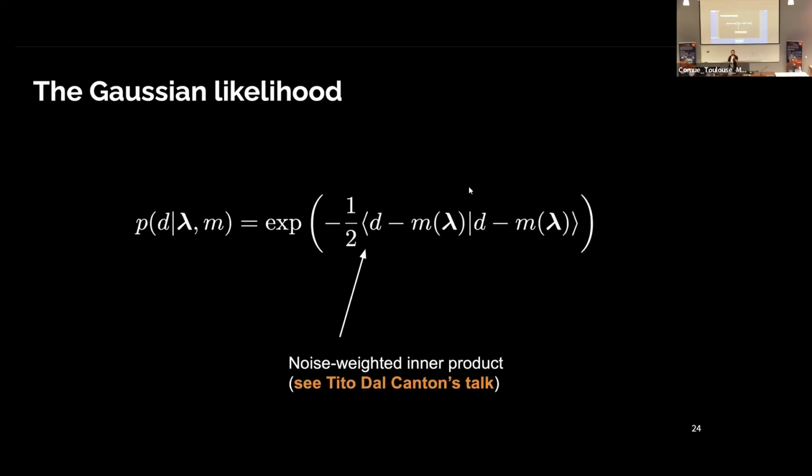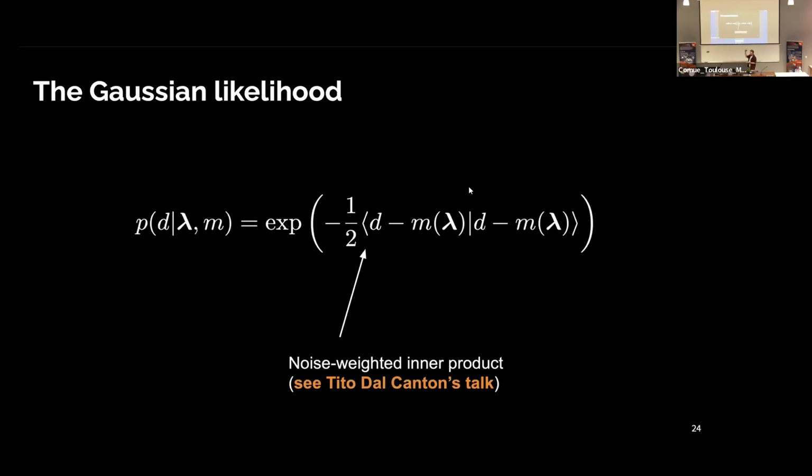So in Tito's lecture yesterday, you were introduced to the Whittle likelihood or the Gaussian likelihood, and that's what's shown here. So we have the probability of the data given our binary parameters lambda and model M is equal to the exponential of -1/2 multiplied by the noise weighted inner product of the data minus the model with itself.